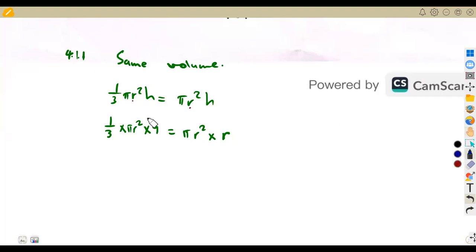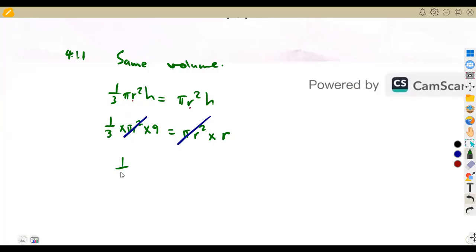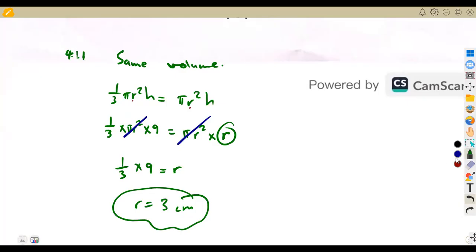But if you consider these two are the same, pi r squared, pi r squared, you can even divide by it. If you divide by pi r squared, these will cancel each other. So we are left with 1 over 3 times 9 equal to the radius. So the radius is going to be 1 over 3 times 9, which is 3 centimeters.